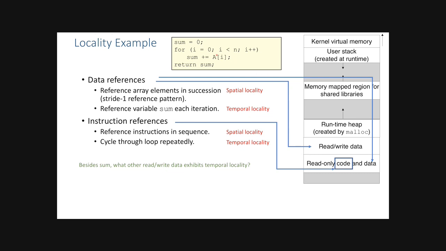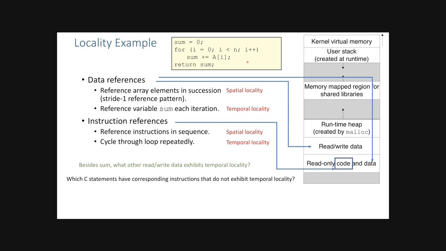Hopefully, after looking at it, you've figured out that it's i. i keeps getting incremented over and over again. So temporally, we are accessing i and updating it many, many times in succession.